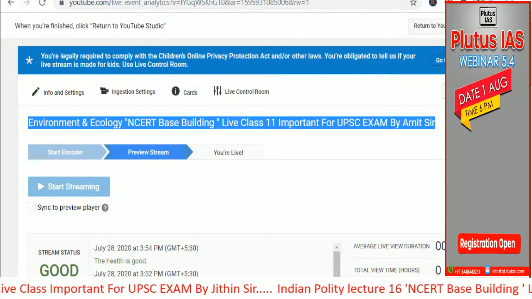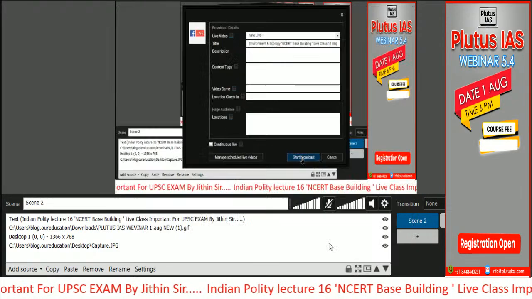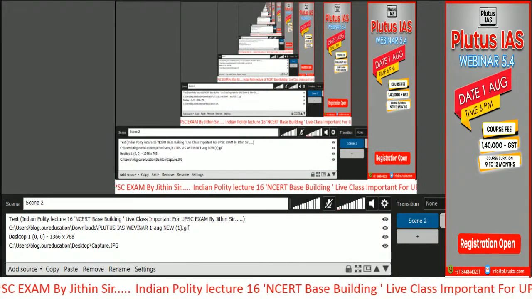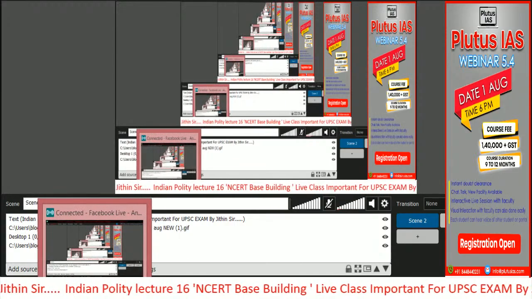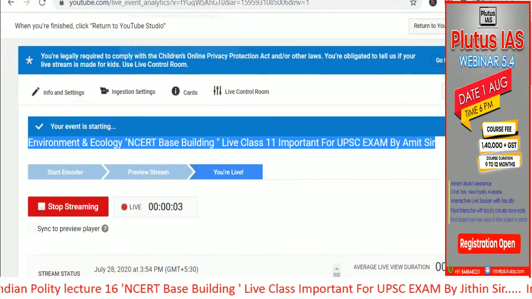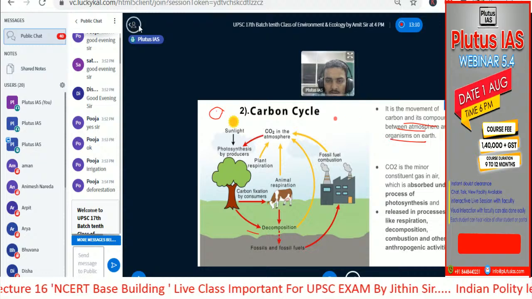Okay, the organisms on Earth, right? Yes, Soumya, good evening. So you can see the movement of carbon and its compounds between the atmosphere and organisms on Earth. This is the carbon cycle.